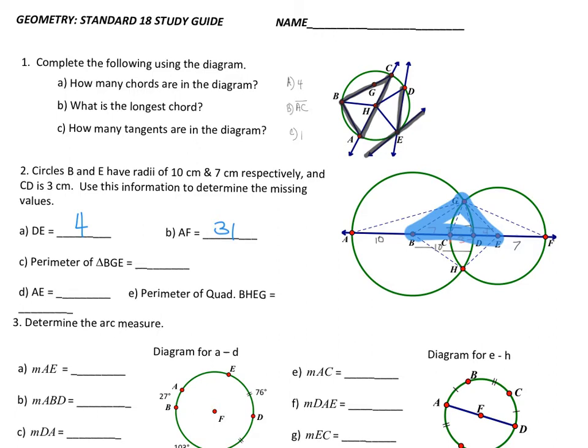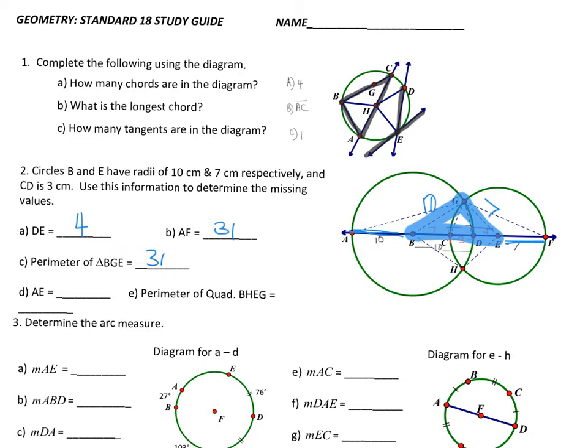Okay, so the key is that this radius here is 10 and the radius here is 7. So adding up the distances from B to G to E, we have 31. Notice that's the same as the distance from A to F, because this radius here is just swinging up to create a triangle. The radii on both sides are swinging up to create the triangle.